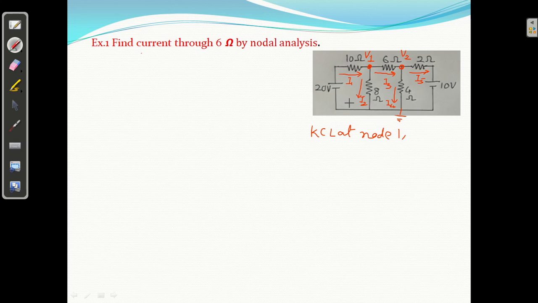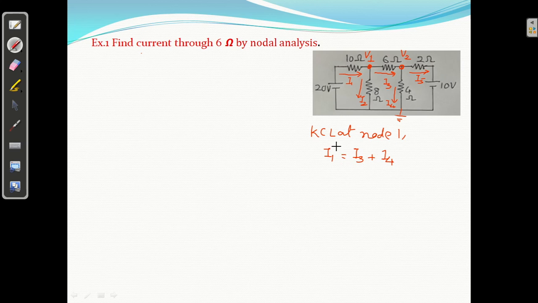Incoming current equal to outgoing current. What is at this node? Incoming current is I1, equal to I2, I3 outgoing. So I1 equal to I3 plus I4. These are the two outgoing currents.